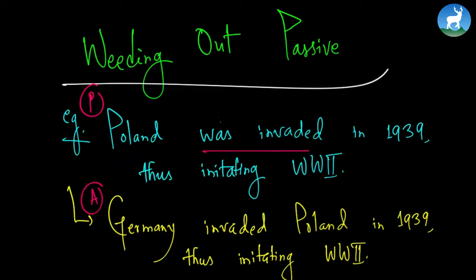"Poland was invaded": we have a be verb followed by V3. "In 1939, thus initiating World War II." "Germany invaded": we simply have a V2. Less wordy, less clumsy, better. This active sentence reads better. You don't believe me? Let me give you one more example.